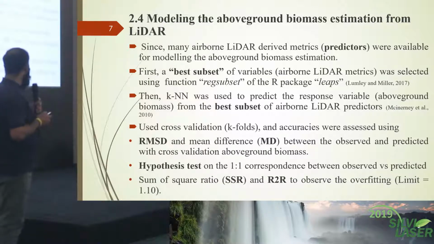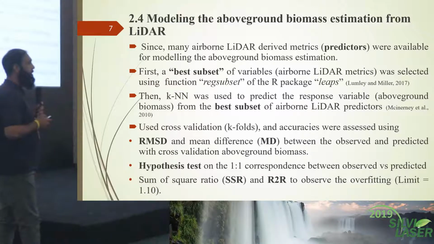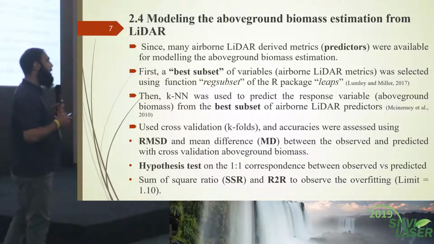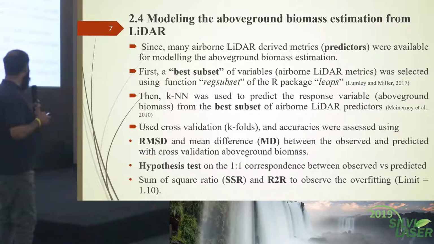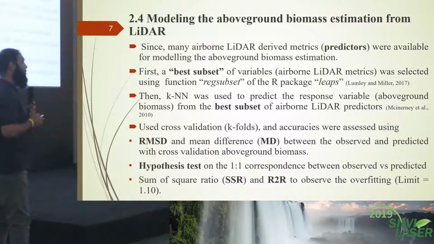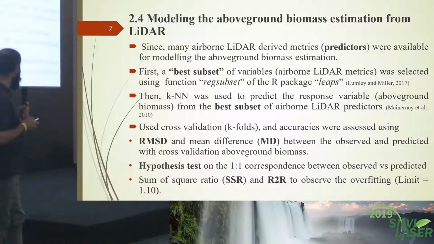We also used the sum of square ratio and the R2 ratio. The sum of square ratio is the ratio between the sums of squares obtained from the predicted and observed values, and the R2 ratio is the R squared ratio obtained from the predicted and observed values. The SSR and R2R were used to ensure that our models are not overfitted. The limit was 1.1. If the values of the SSR and R2R are less than 1.1, the models will not be overfitted.